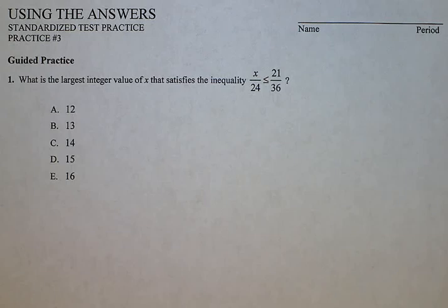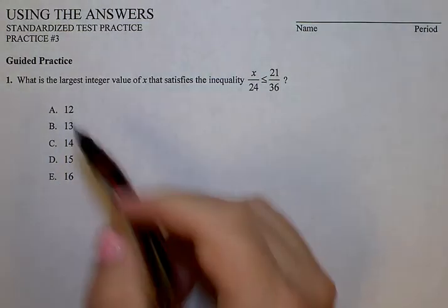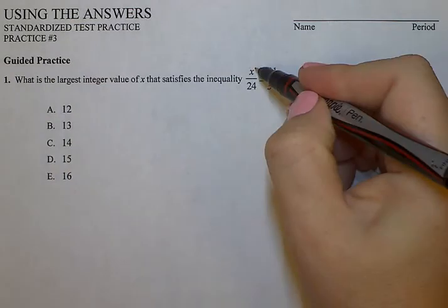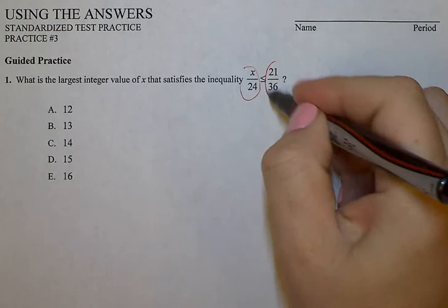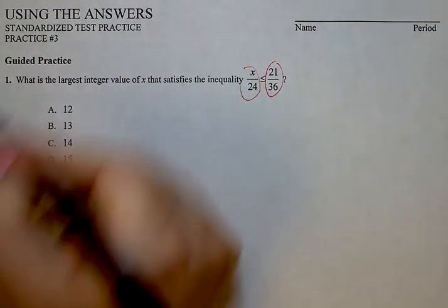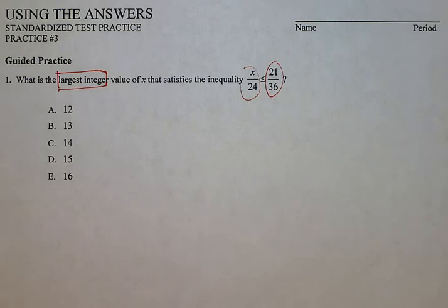Answer this question using algebra to solve for x. Or we can solve in an easier fashion, and we'll use the answer choices to find out which one of these choices makes this value less than or equal to this value. Now, when we read this question, it says, what is the largest integer? And we'll have to keep that in mind. So I'm going to use the easy method. I'm going to use the answers.